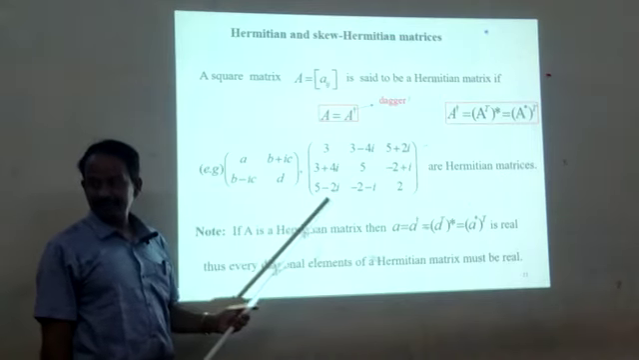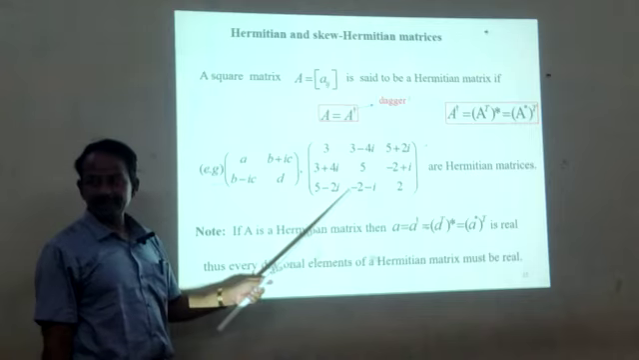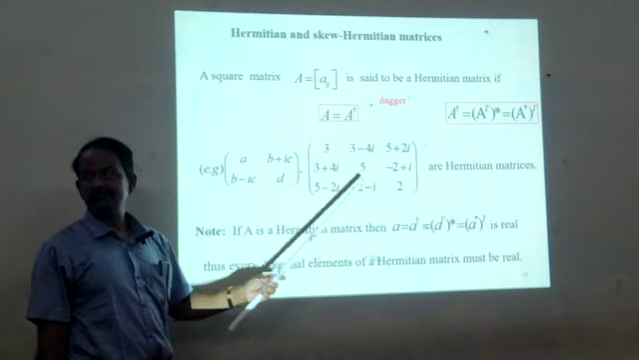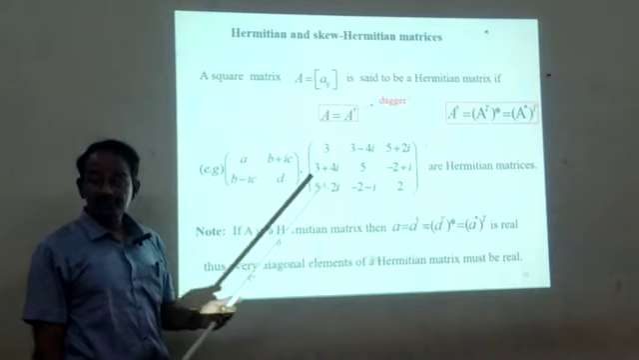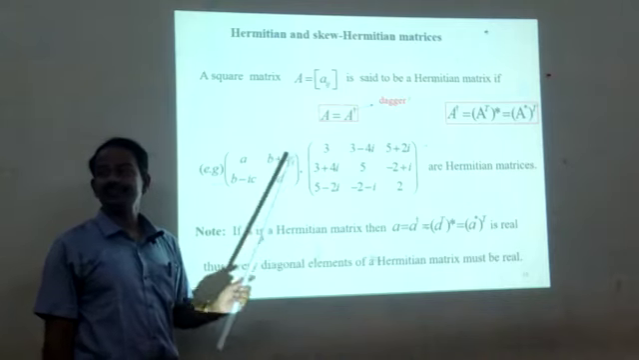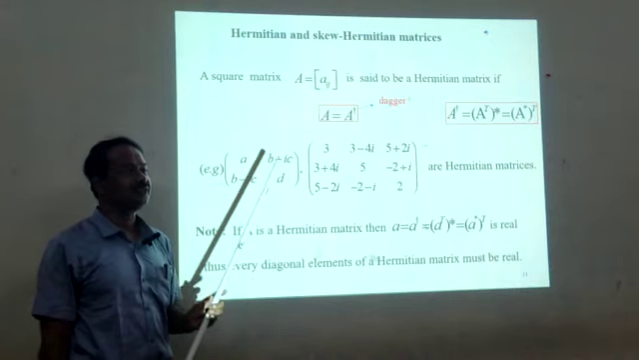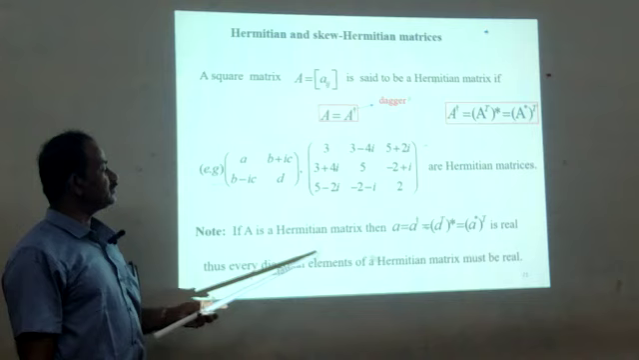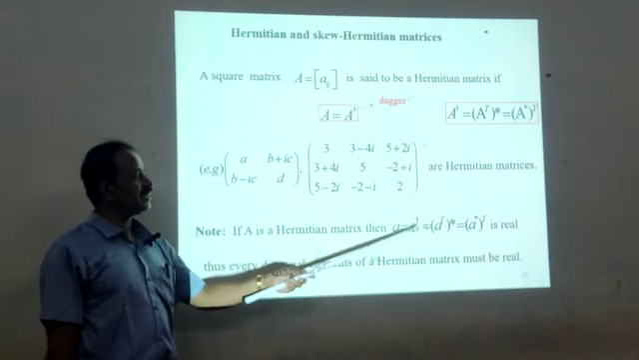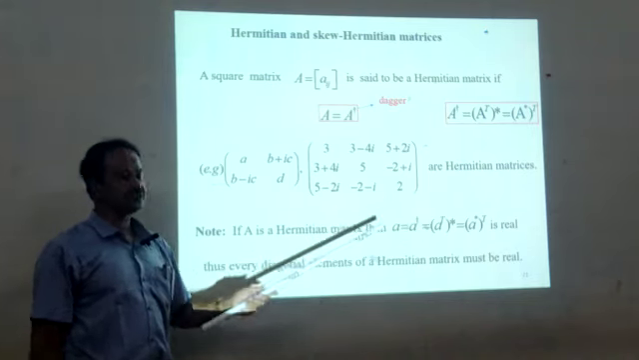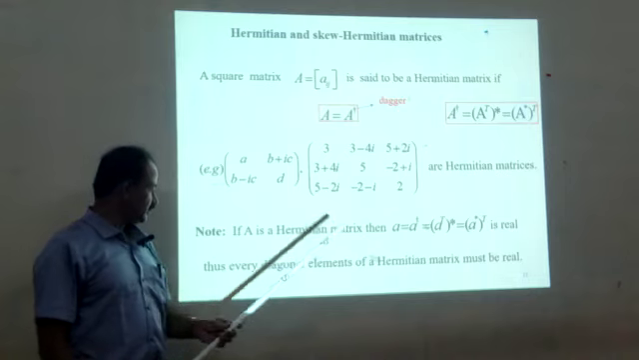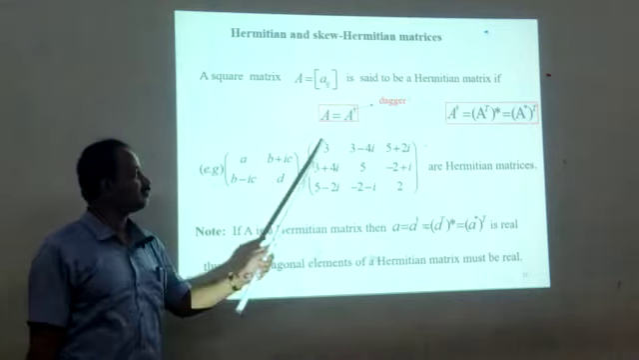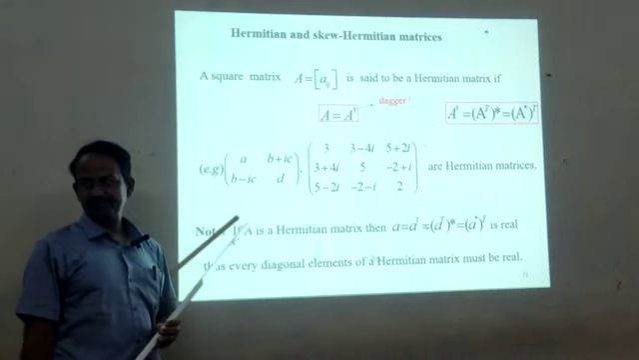See, a 3 by 3 Hermitian matrix. Change rows into columns, columns into rows, and you get the same answer. This is called a Hermitian matrix. A very important thing is all Hermitian matrices will have real eigenvalues. We will see later. If A is a Hermitian matrix, then A equals A dagger, which is A transpose with complex conjugate. Thus, every diagonal element of a Hermitian matrix must be a real number. They are all real numbers.